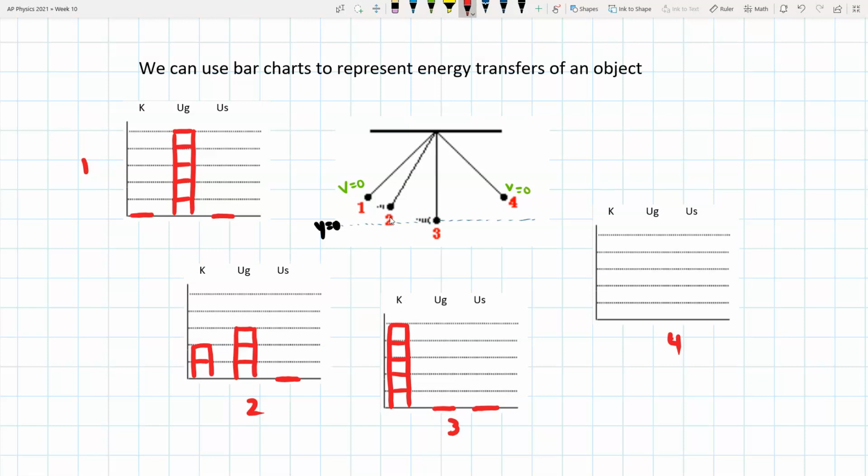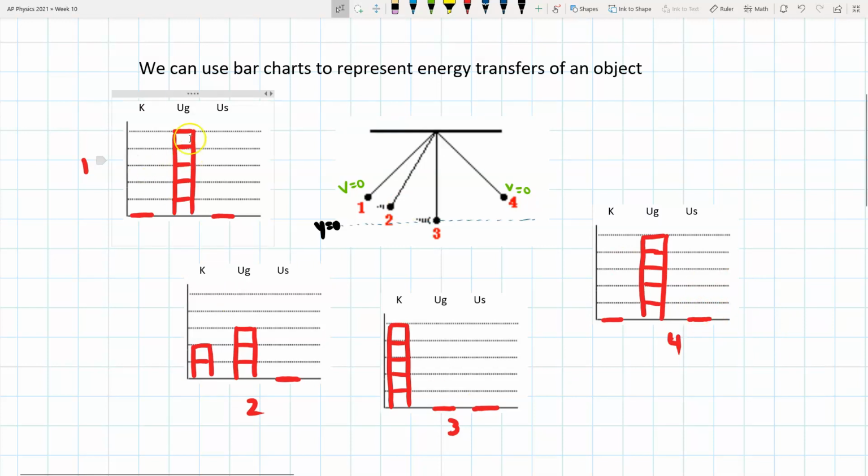Okay, so it's not moving. So we're back to 0. It has the greatest height right there. So all those 5 blocks are at gravitational potential energy. Nothing is being stretched or compressed, so I have no potential energy, spring energy.